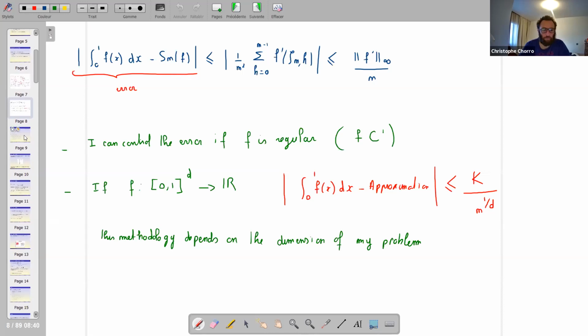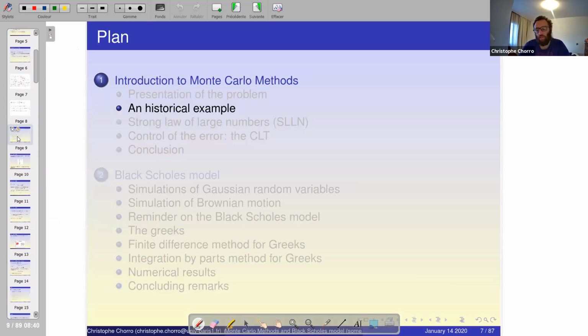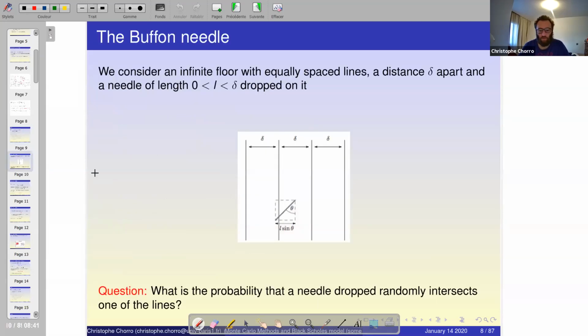So let's present a classical historical presentation of the Monte Carlo method, and after I will show you what are the modern foundations of this approach. We are going to consider the following easy situation. This situation is called the Buffon needle example.